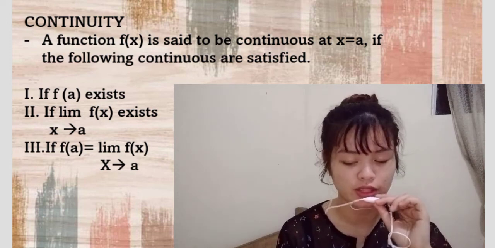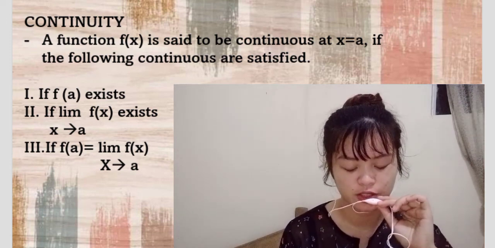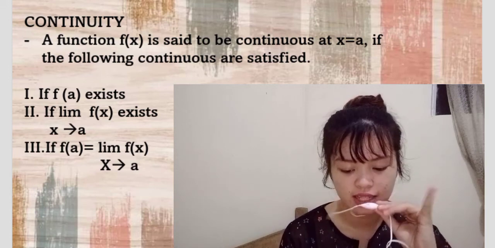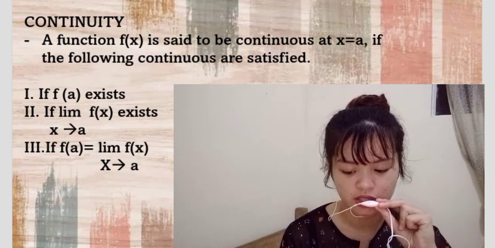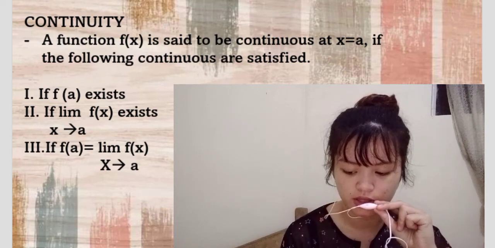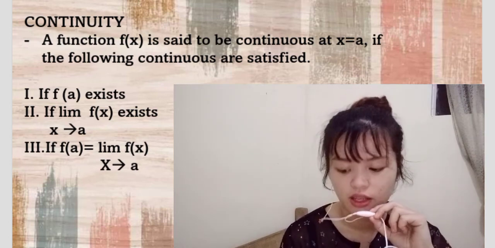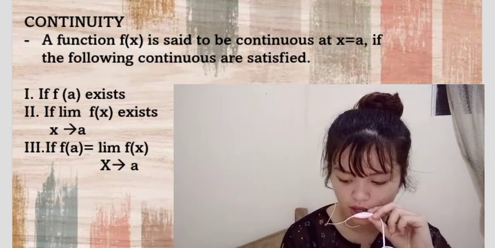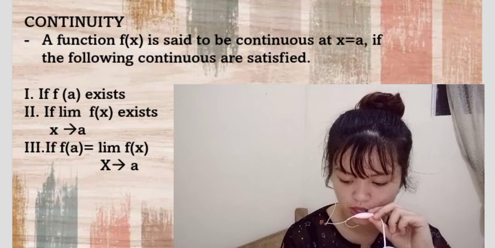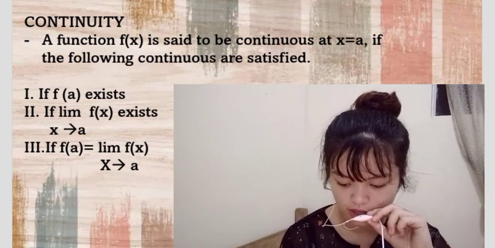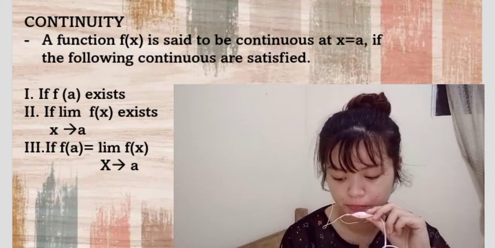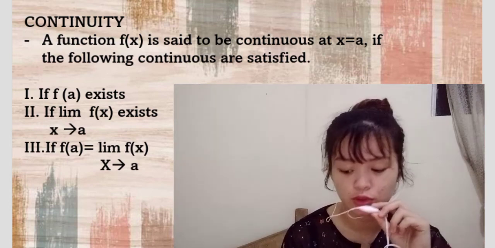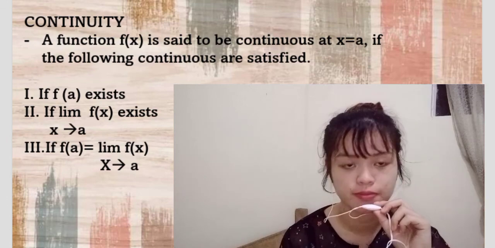Next is continuity. A function f of x is said to be continuous at x equals a if the following conditions are satisfied. First, f of a exists. Second, the limit of f of x exists. Third, f of a is equal to the limit of f of x as x approaches a. So it is continuous only if these three conditions are satisfied.